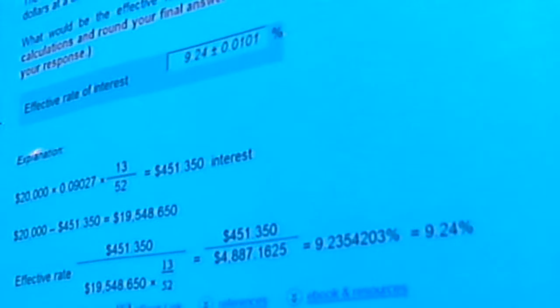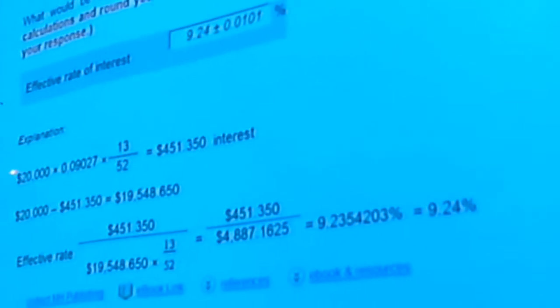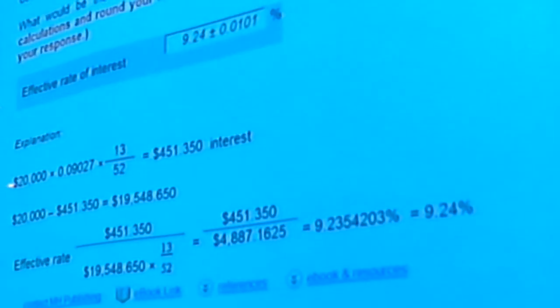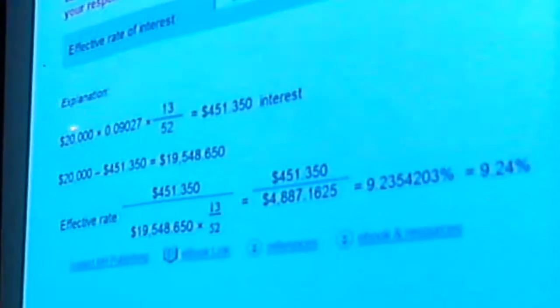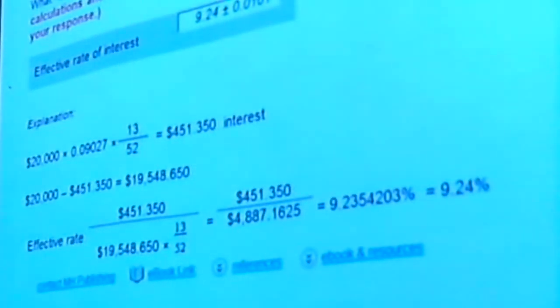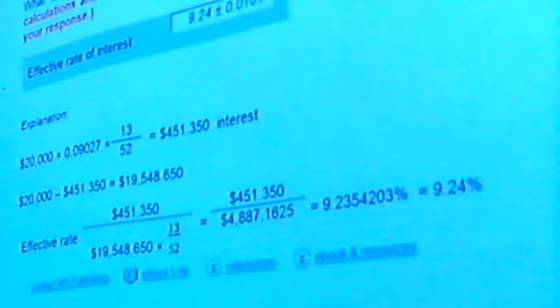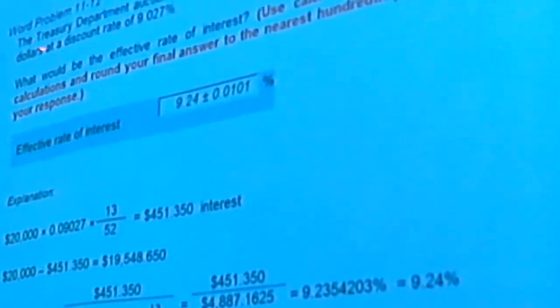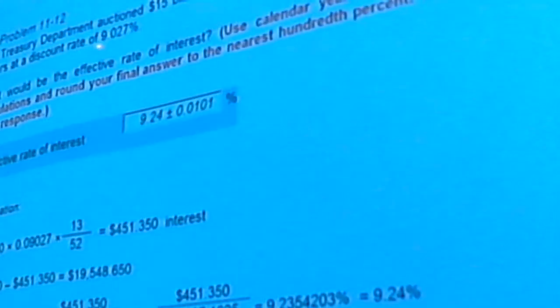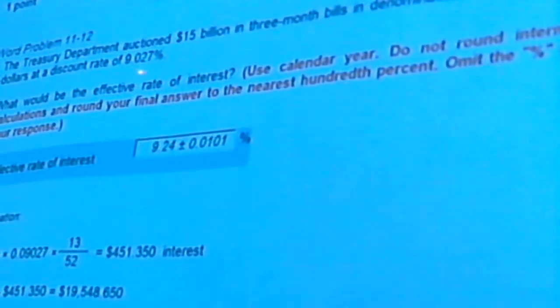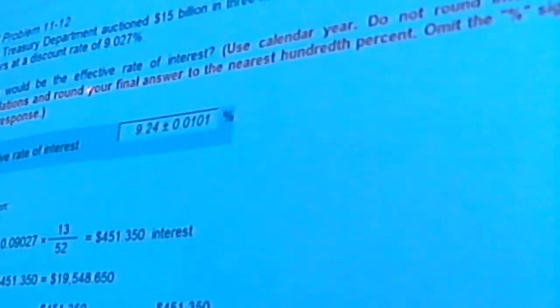But in an investment problem, in this case, it's the face value. Notice that it's in words up here. Okay. Moving right along. At a discount rate of 9.027%. That is your rate.